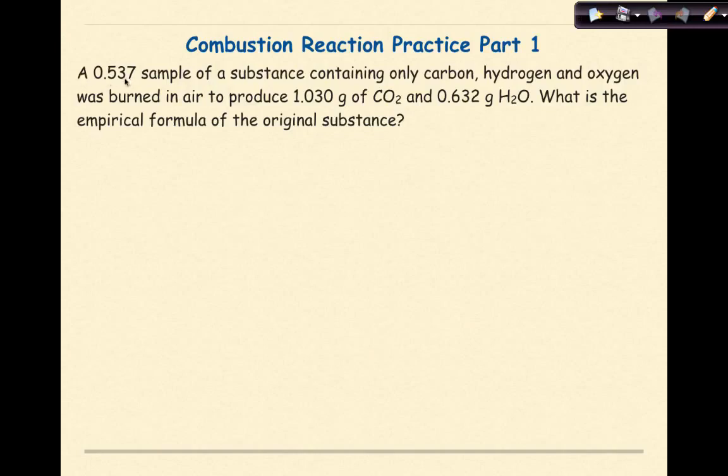A 0.537 gram sample of a substance containing only carbon, hydrogen, and oxygen was burned in air to produce 1.030 grams of carbon dioxide and 0.632 grams of water. What is the empirical formula for the original substance? So this is obviously a combustion reaction problem because we have a substance composed of carbon and hydrogen, and in this case oxygen. It could be different. We have our two products, carbon dioxide and water.